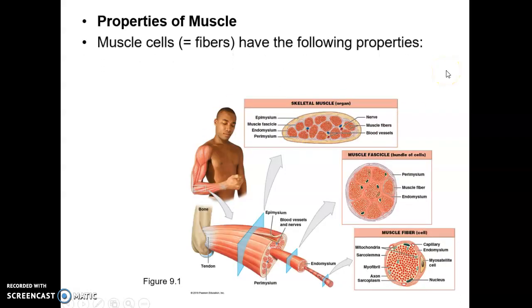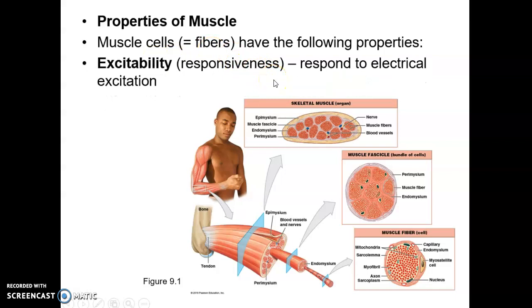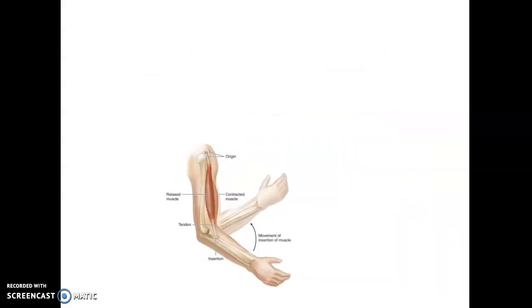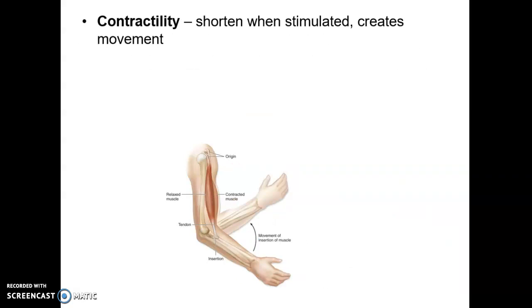So let's move on to some of the characteristics of muscles, focusing again on skeletal muscle. Skeletal cells are referred to as fibers because they're very elongated. So if I say muscle cell or muscle fiber, those terms are interchangeable. Some of the properties: they have excitability or responsiveness. They respond to electrical excitation, and in terms of contraction, that's going to be an action potential.